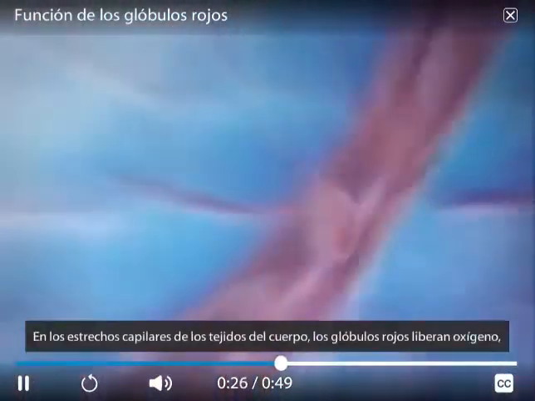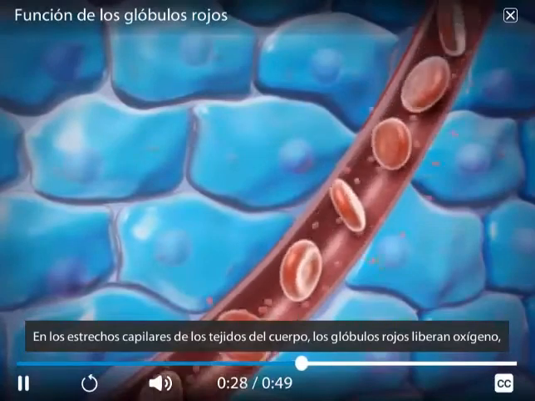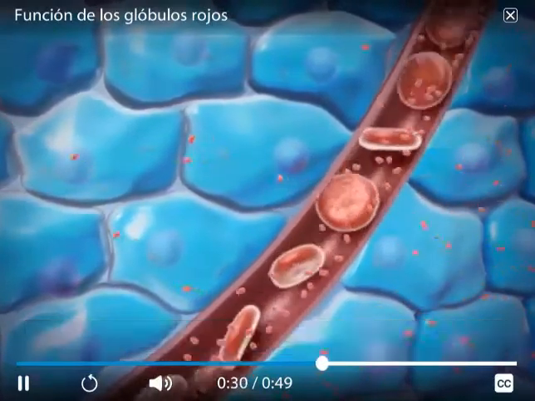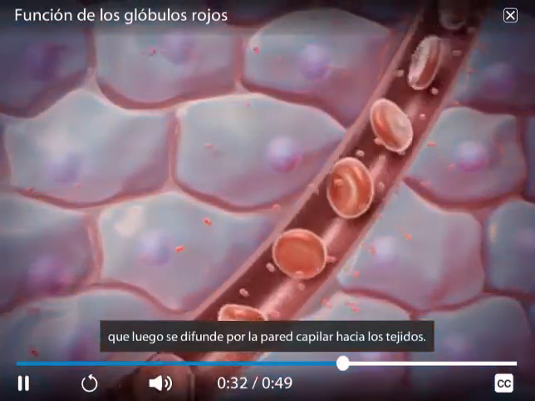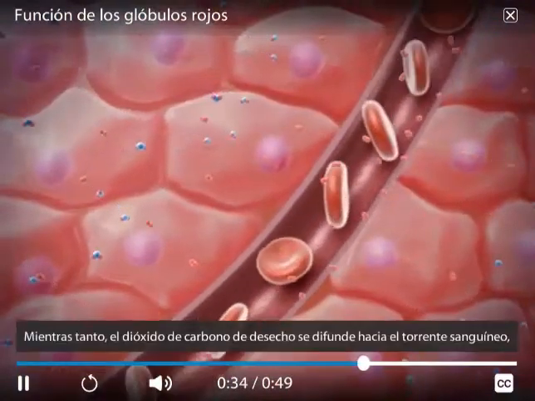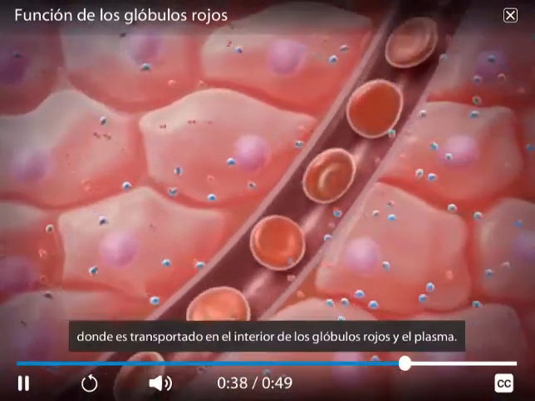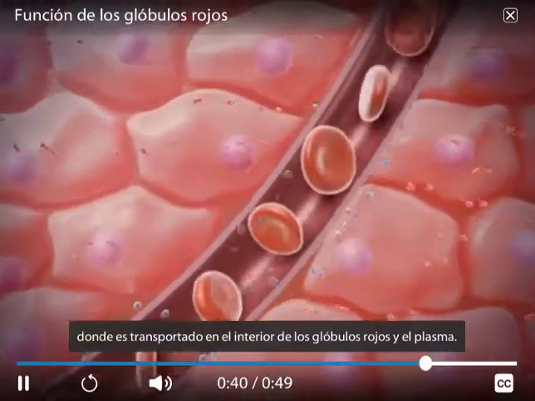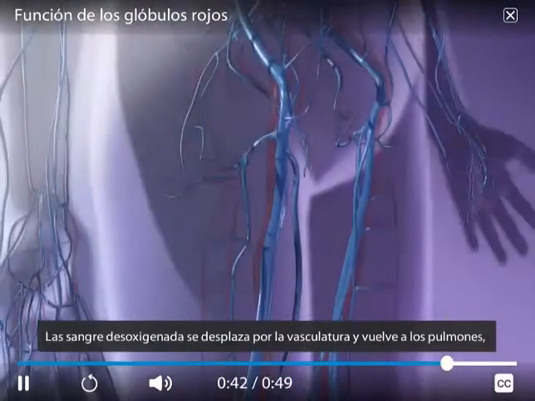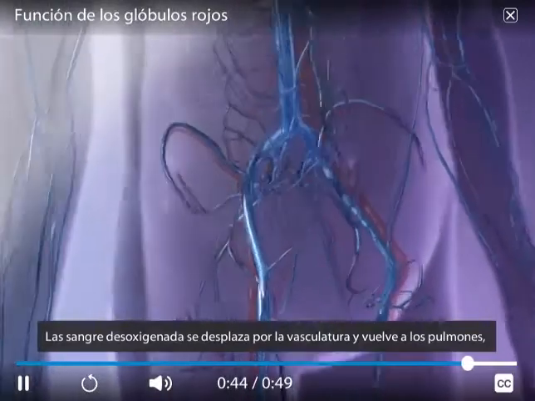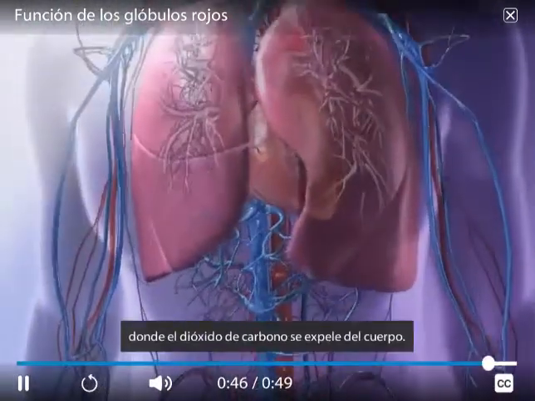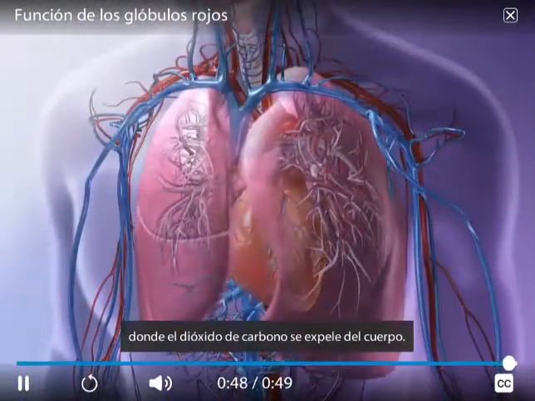At the narrow capillaries within body tissues, red blood cells release oxygen, which then diffuses through the capillary wall into tissues. Meanwhile, the waste product carbon dioxide diffuses into the bloodstream, where it is carried inside red blood cells and in plasma. The deoxygenated blood travels through the vasculature and back to the lungs, where carbon dioxide is expelled from the body.